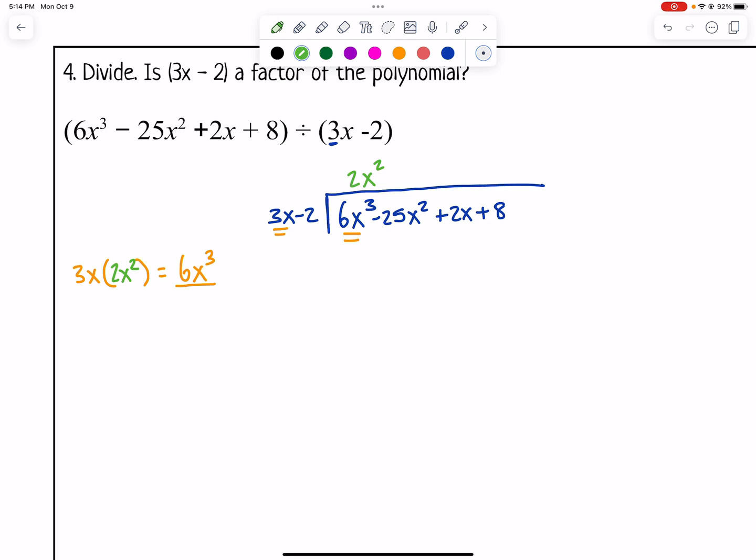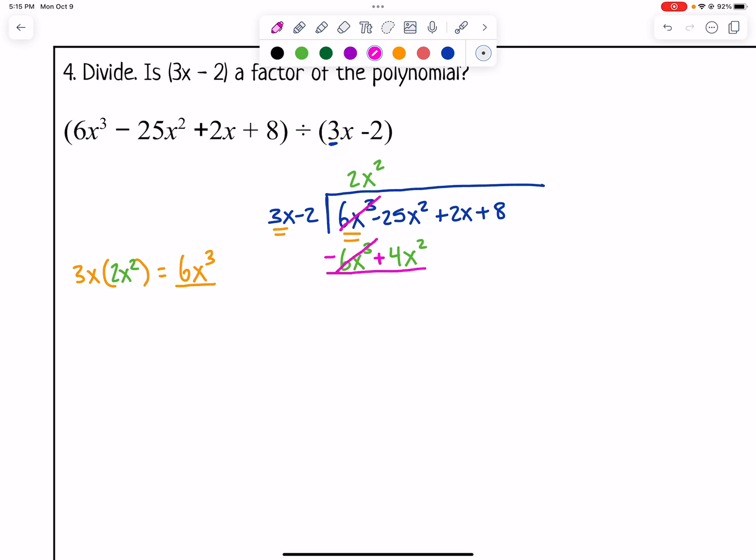So 2x squared times 3x would help me to get 6x cubed. So I'm going to put that at the top. I'm going to multiply that term by the 2 terms out front and bring them both down here to this next level. So 2x squared times 3x is 6x cubed. Notice they match and we want them to match. 2x squared times negative 2 is negative 4x squared. And then make sure you subtract both of those terms.